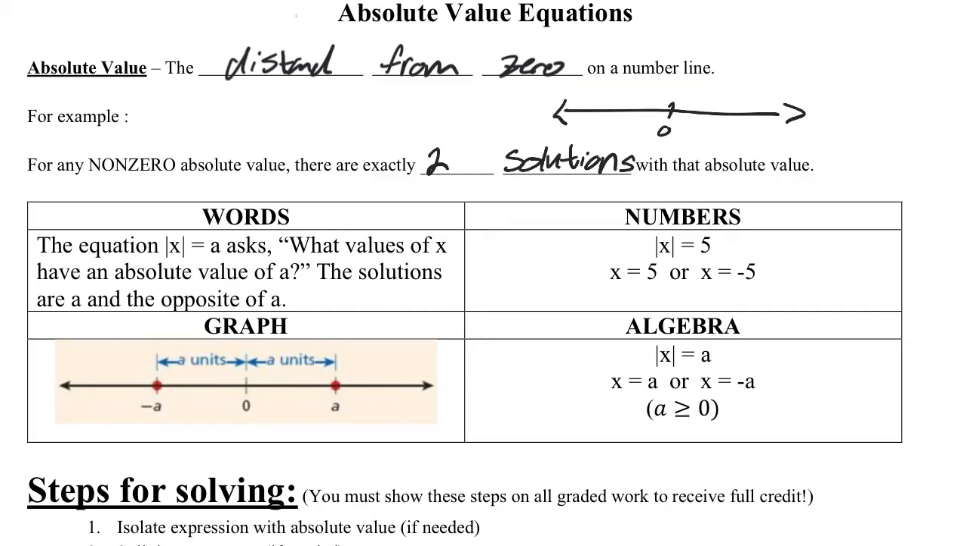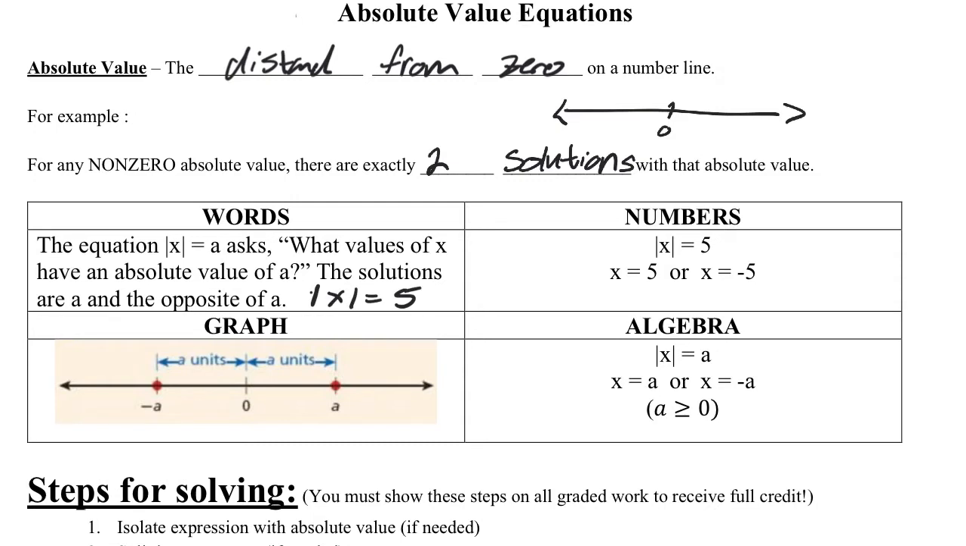What the equation absolute value of x equals a asks us is, for what values of x is there an absolute value of a? And the solutions are going to be a and the opposite of a. So let's think of an exact question. Let's say, what is the absolute value of x equals 5?